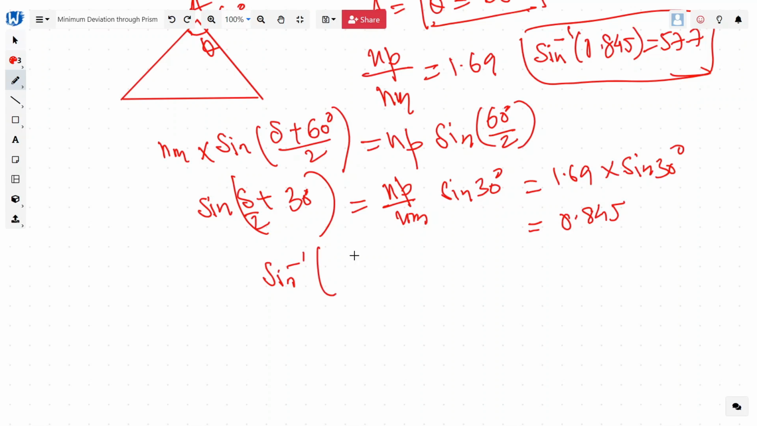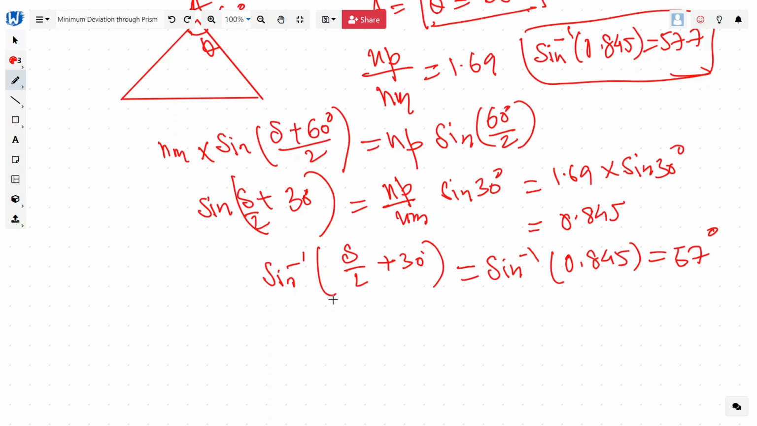Sine inverse of delta by 2 plus 30 degrees is equal to sine inverse of 0.845. We know this value provided here is roughly 57 degrees, right? So now we can solve for our delta, and delta will turn out to be 55.4 degrees, right?